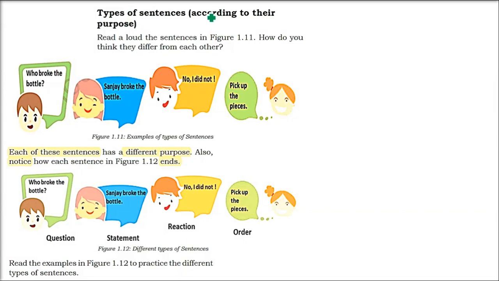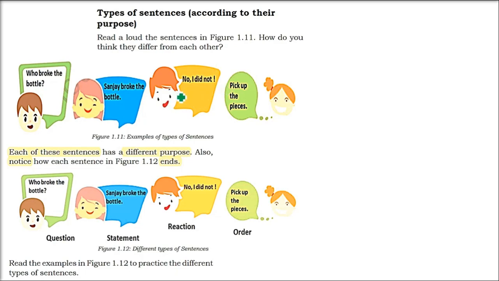Now, according to the purpose, why we use a sentence, in which way the sentence is being used, there can be different types of sentences. Who broke the bottle? This is a question being asked. First understand, Sanjay broke the bottle. This is just a statement, right? No question, no exclamation.